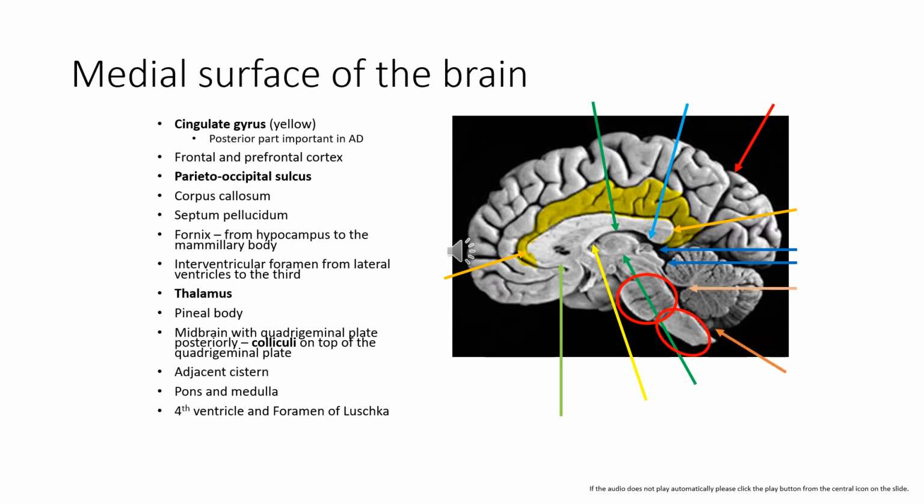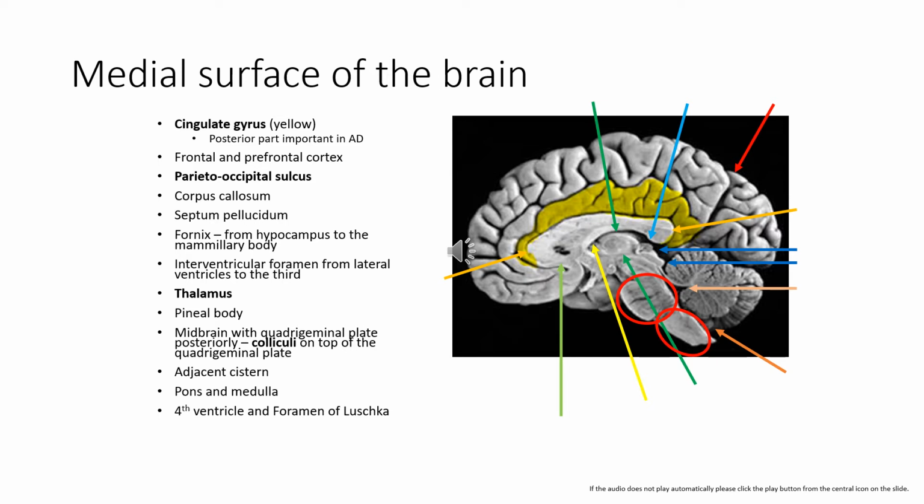Next, we will discuss the medial surface of the brain, with again emphasis on important structures for PET-CT brain reporting. The yellow gyral structure on the medial surface of the brain is the cingulate gyrus. The posterior part is important in the assessment of Alzheimer's disease, and the anterior part is important in the assessment of frontotemporal dementias, and we will discuss them in another talk.